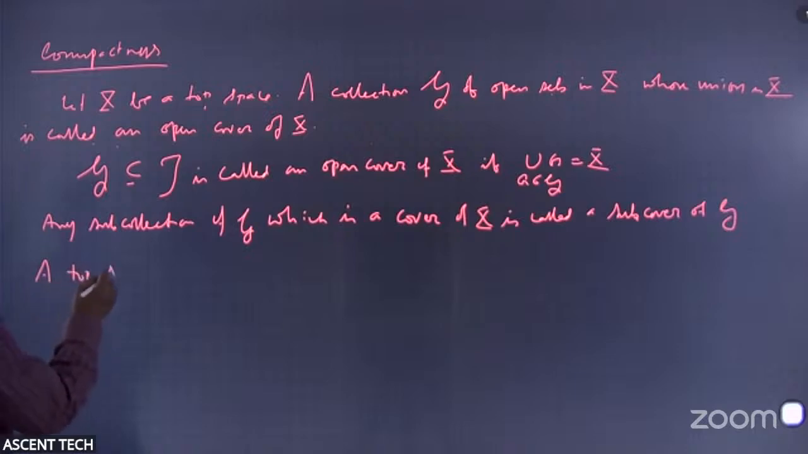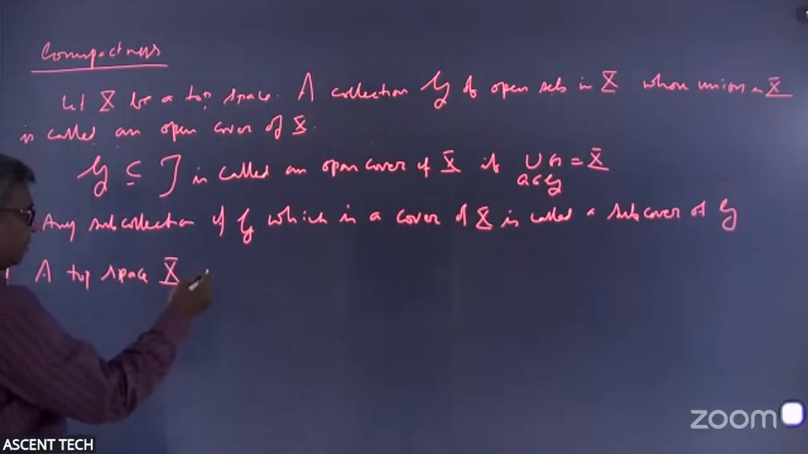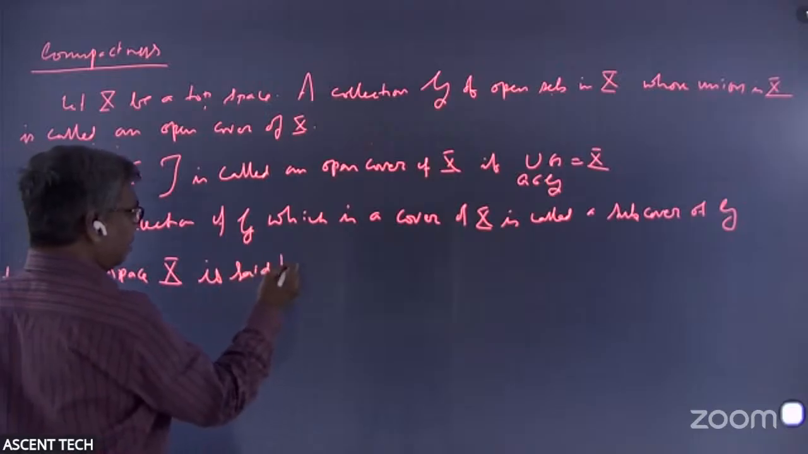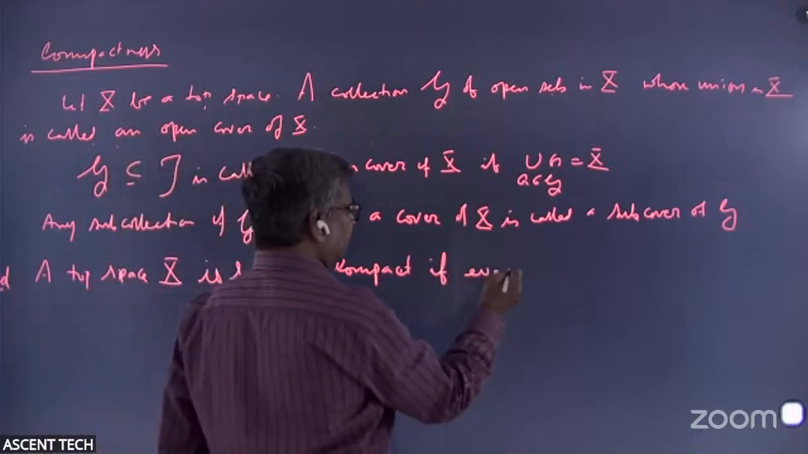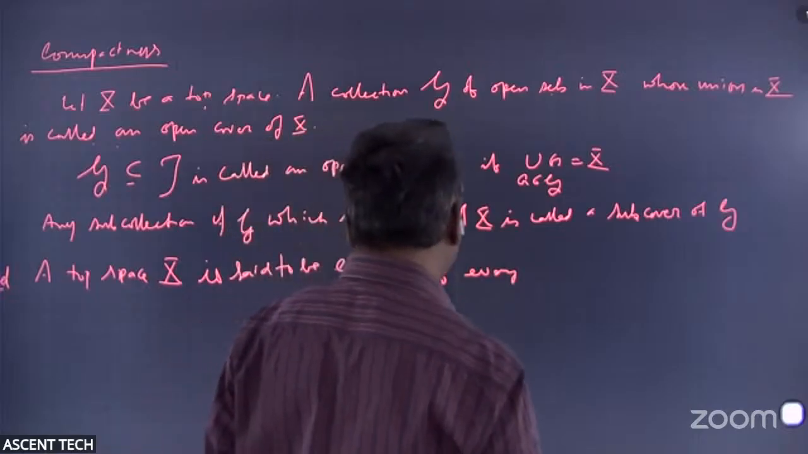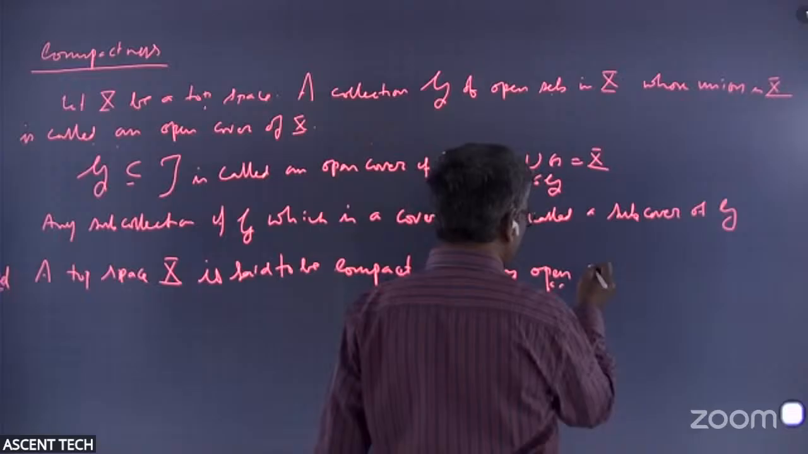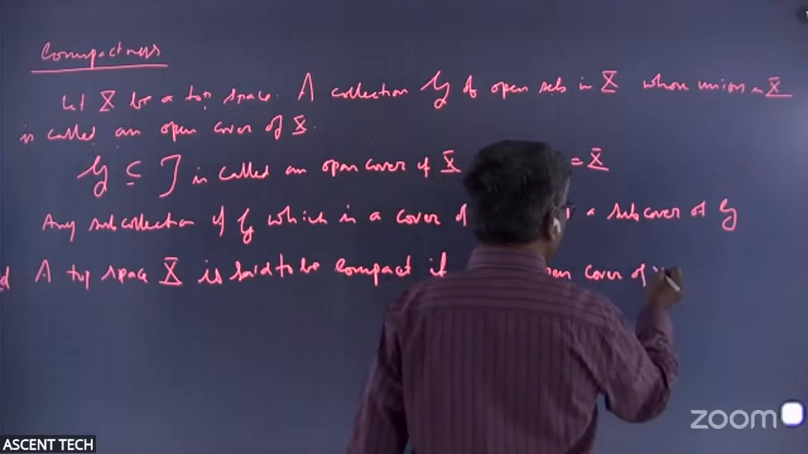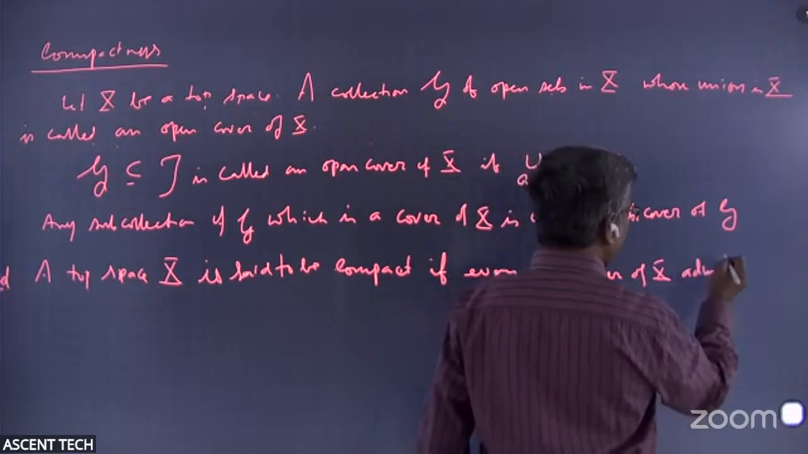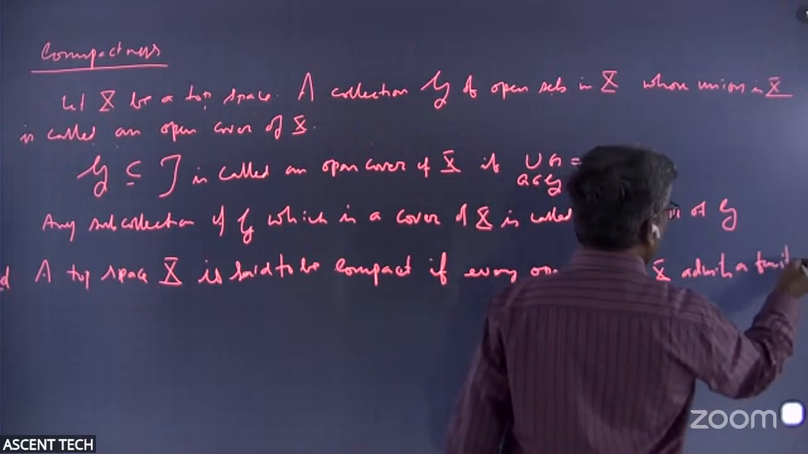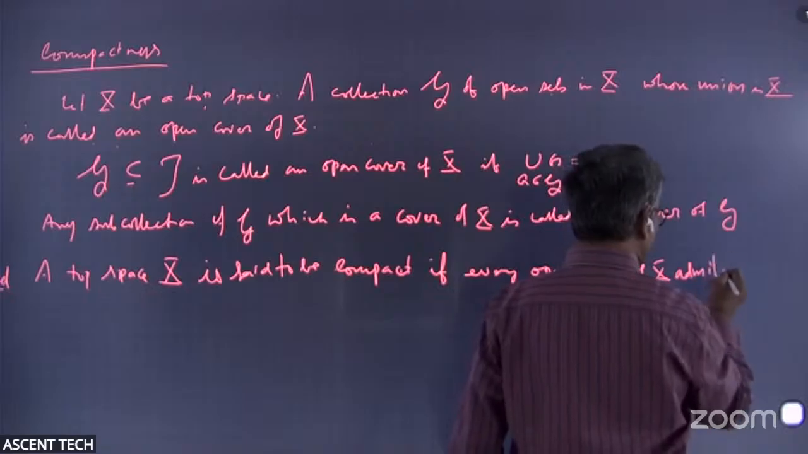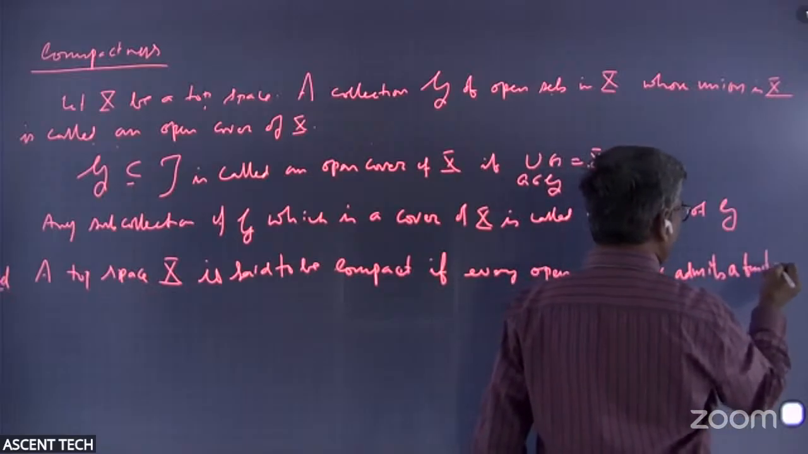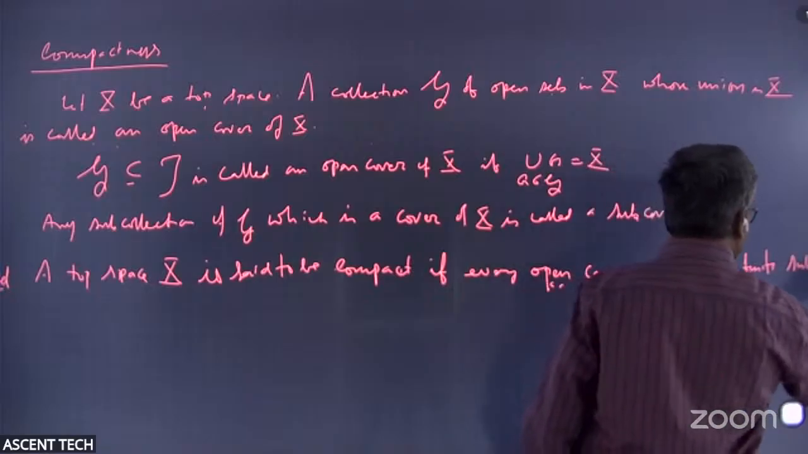A topological space, there's a definition. X is said to be compact if every open cover of X admits a finite subcover. That's what it is.